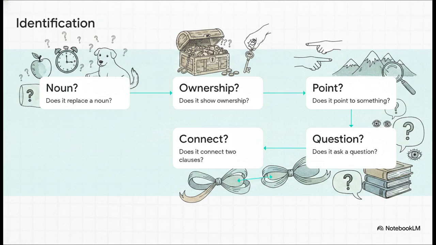Finally, Section 5, closing the case, summary and identification. When you are interrogating a sentence and you spot a suspicious word, I want you to run through this precise checklist. First, does it replace a noun? If yes, you've got yourself a pronoun. Then you narrow it down. Does it show ownership? That's a possessive. Does it point to something near or far? That's a demonstrative. Does it ask a question? Interrogative. Does it connect two clauses together? That's a relative pronoun. By asking these exact questions, you can ID exactly which type of pronoun you've cornered.